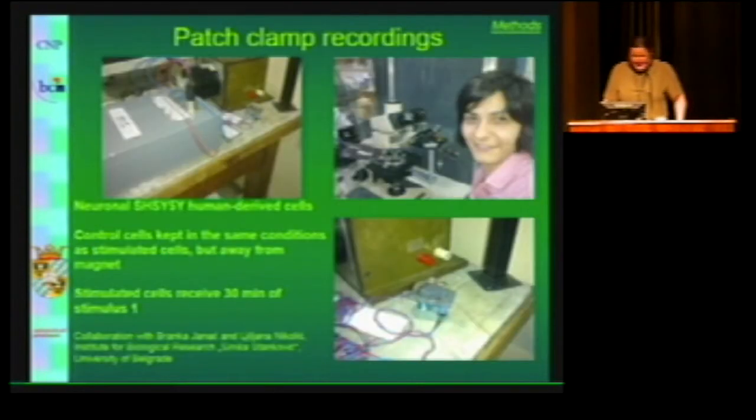And we did another type of experiment. This is patch clamp recordings on human neuronal derived cells. These are cells without axons, but they are still directional. They have a body like this, so they can be oriented either parallel or vertically to the 2 magnets. And this was done in Belgrade, at the Institute for Biological Research. And we performed patch clamp recordings to investigate the effect of this stimulation on the cells.